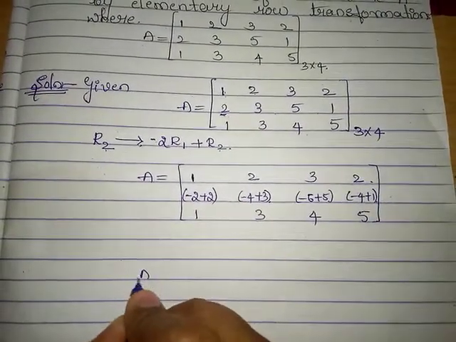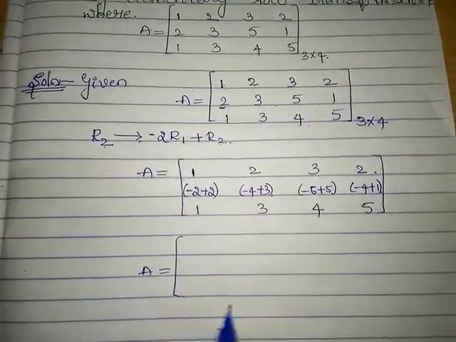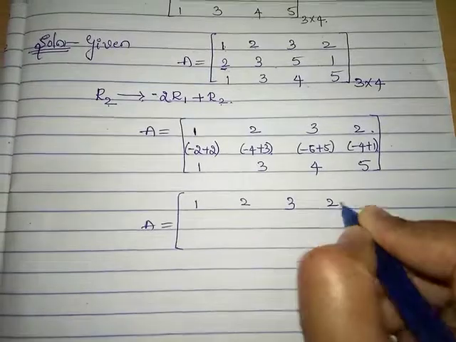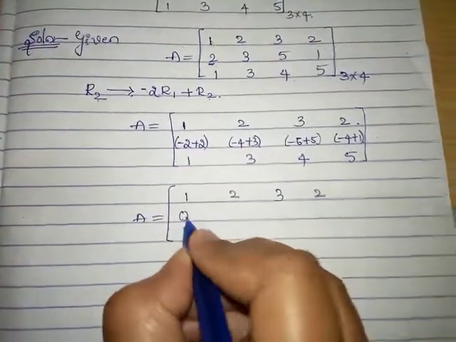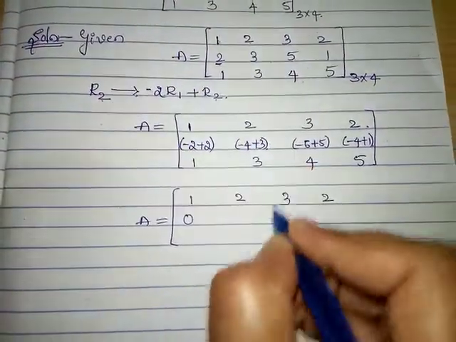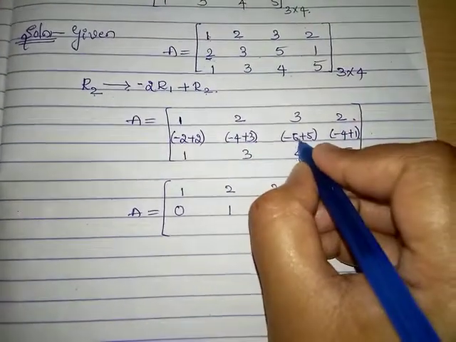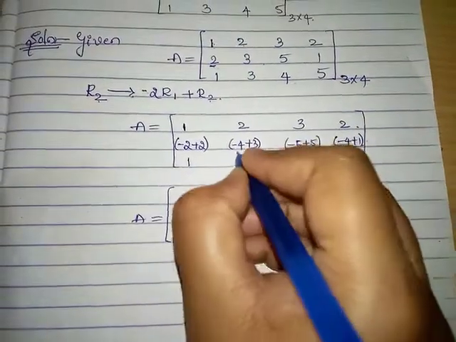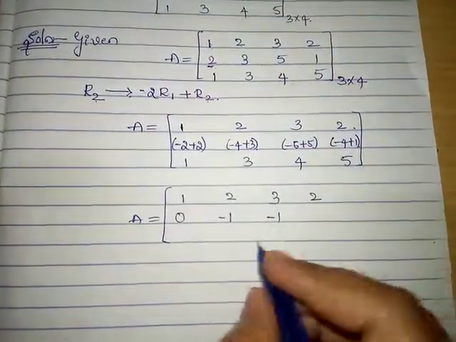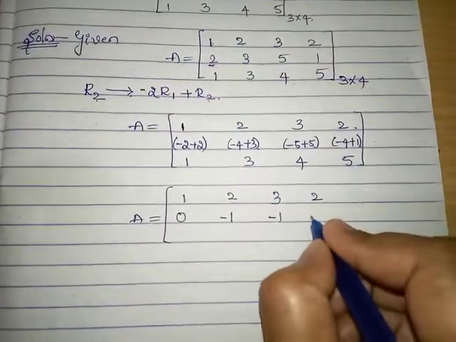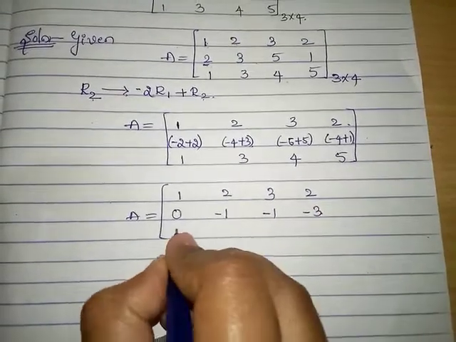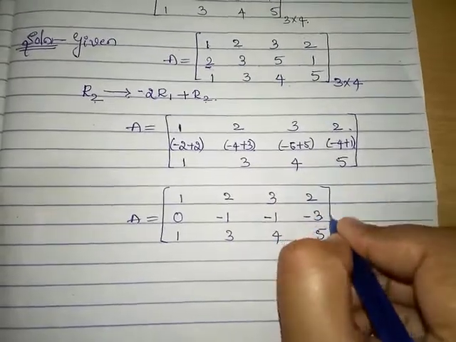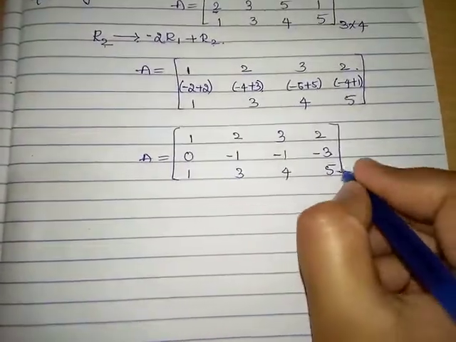Then matrix A is equal to 1 2 3 2. -2 plus 2, it is 0. -4 plus 3 is 1. And -6 plus 5 is -1. Next it is 1, -1, because the bigger number has a negative sign. It is -1, -1. Here it is -3. And the last row is as it is. Okay, the first transformation is over.